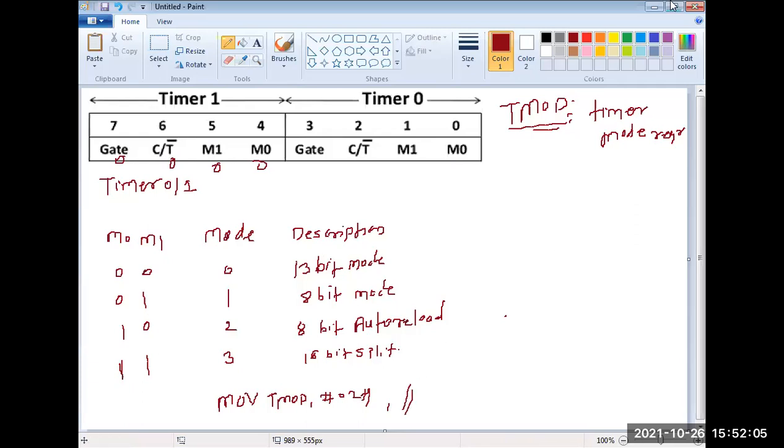Has everyone finished drawing the diagram? Then I'll explain this part. Huh? Diagram is over. This part and this. Hello. Yes, sir. This diagram is over, and you have written this part also. Yes. Okay. Let's understand now.